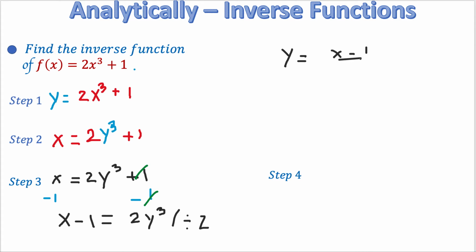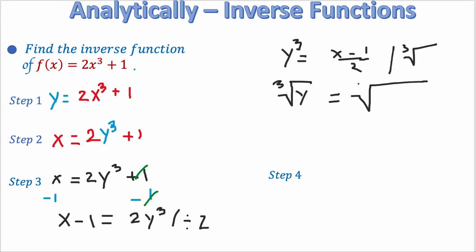x minus 1. Let me write a little bigger this one here, by 2, but this was a cubic. So now I'm going to take a cubic root in both sides, and now this one here is going to be cubic root of y, and in the other side is going to be cubic root of x minus 1, everything divided by 2.